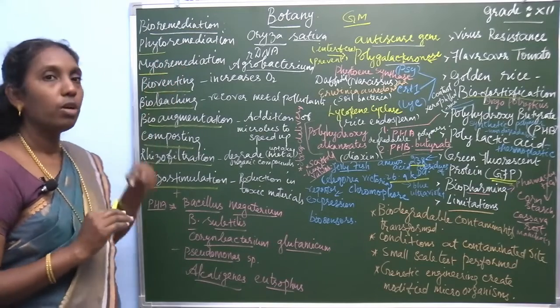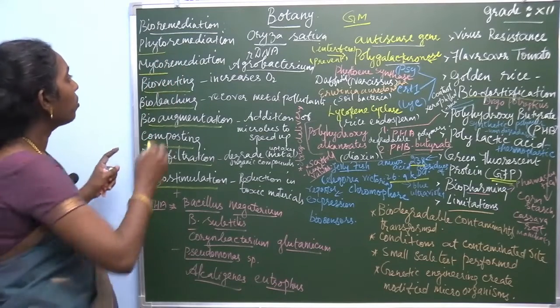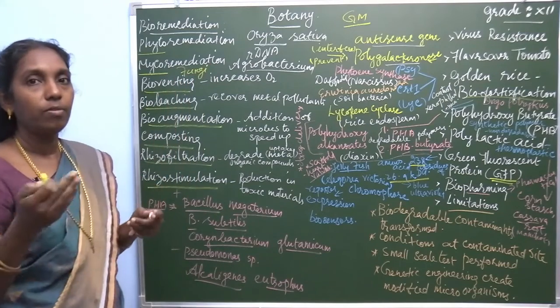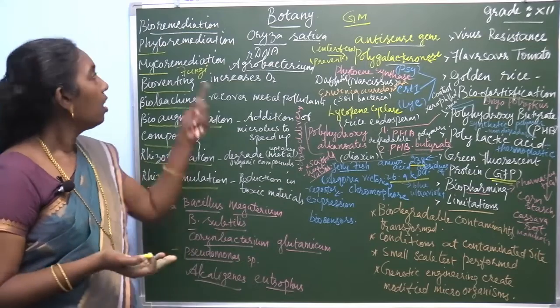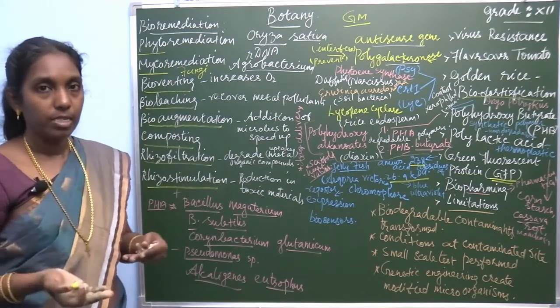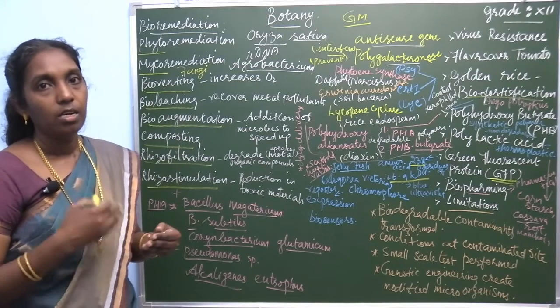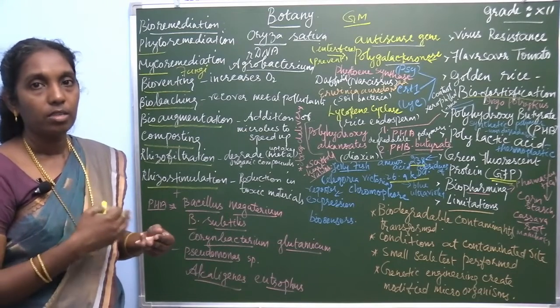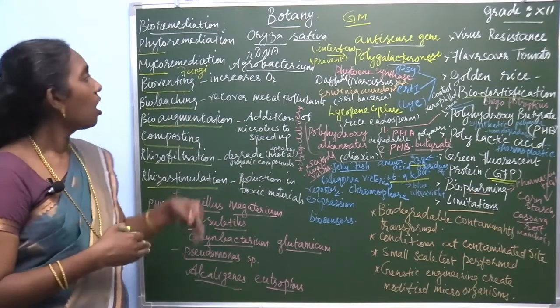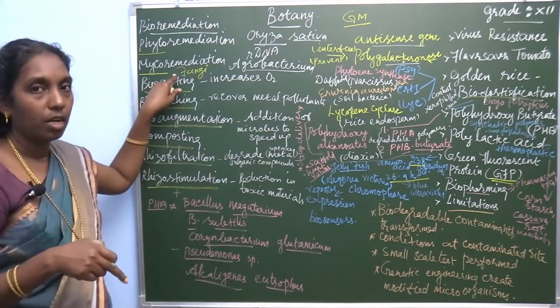Likewise, mycoremediation. What's meant by myco? Myco is fungus. How are fungi helpful? Fungi are non-green, unlike green plants, which is phytoremediation. Green plants produce oxygen because they evolve oxygen during photosynthesis. How are fungi involved?